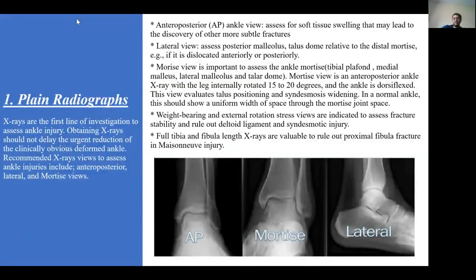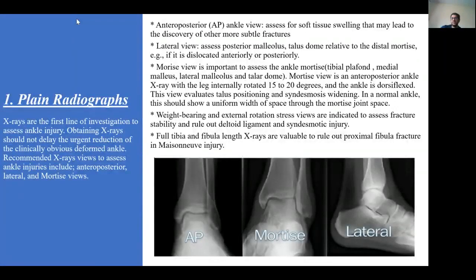Recommended X-ray views to assess the ankle injury include the anteroposterior view, lateral view, and mortise view. In the anteroposterior ankle view, we assess for soft tissue swelling that may lead to discovery of other more subtle fractures. In the lateral view, we assess the posterior malleolus and talar dome relative to the distal mortise, for example, if it is located anteriorly or posteriorly.